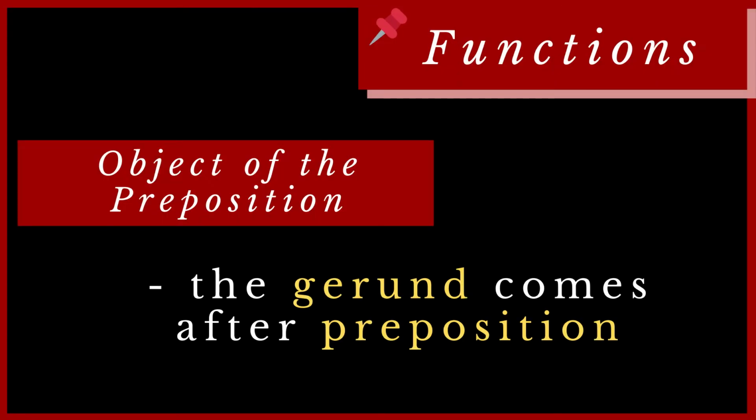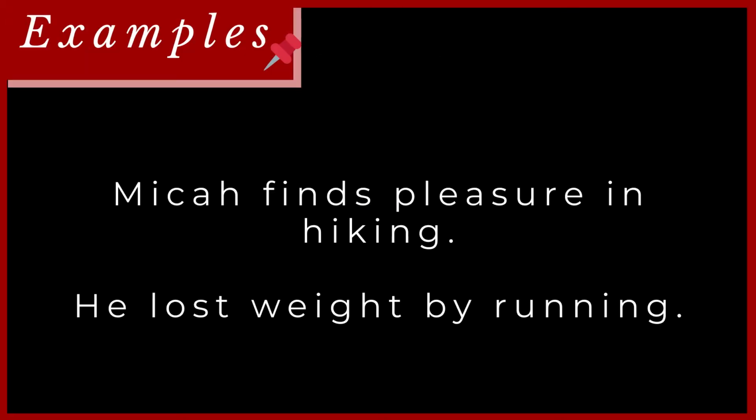Fifth, as object of the preposition, where the gerund comes after a preposition. For example, Micah finds pleasure in hiking. He lost weight by running. In these sentences, hiking and running are gerunds that come after the prepositions in and by, respectively.